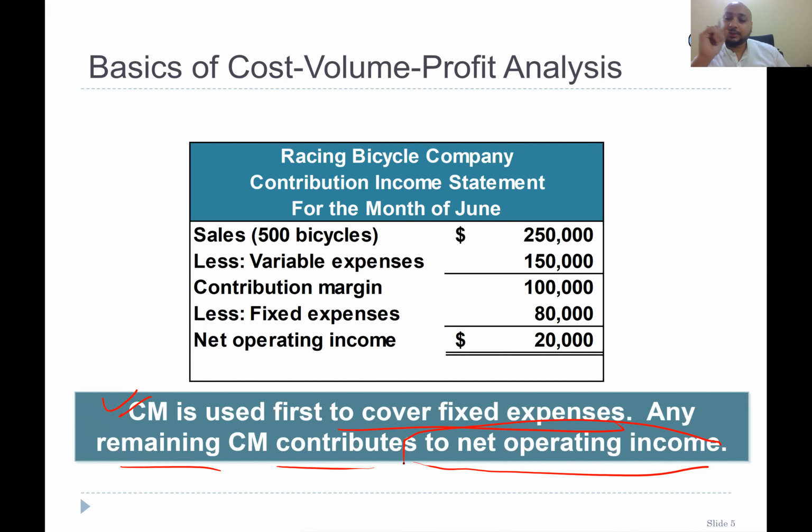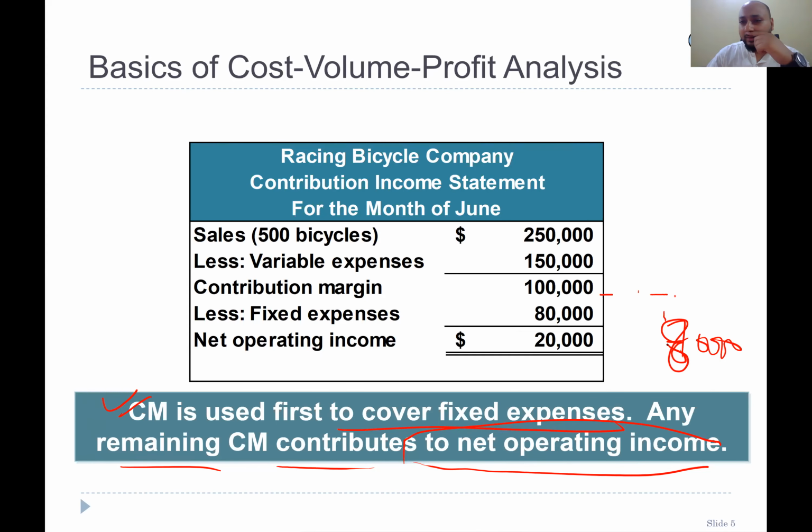After covering fixed cost, whatever is left will go to operating income. What if we are not covering our fixed cost? What if our contribution margin is 70,000? We are not having any profit. What if our contribution margin is 80,000? We are having zero profit.